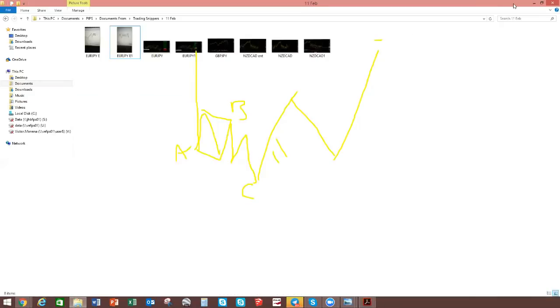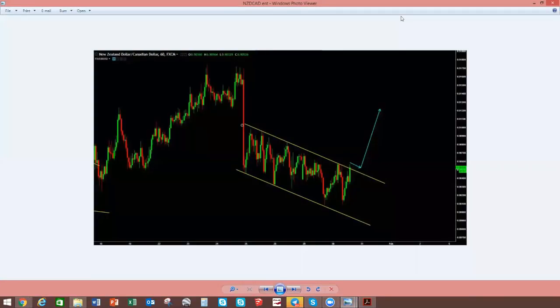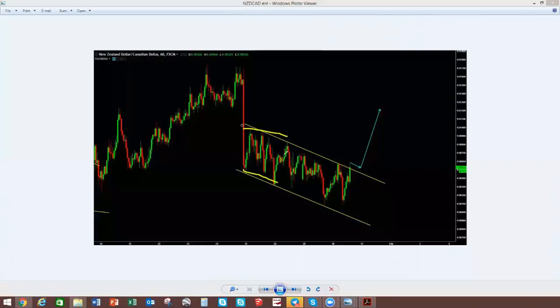Let's show you New Zealand CAD. You see here, we understood the structure, it was coming down. The correction, running flat, 1, 2, 3 waves. It starts the move up. We wanted it to correct and then go up.